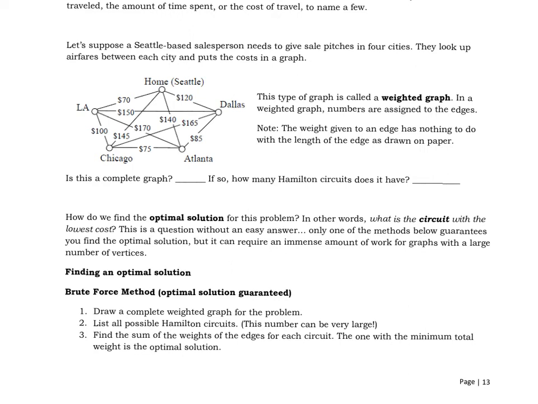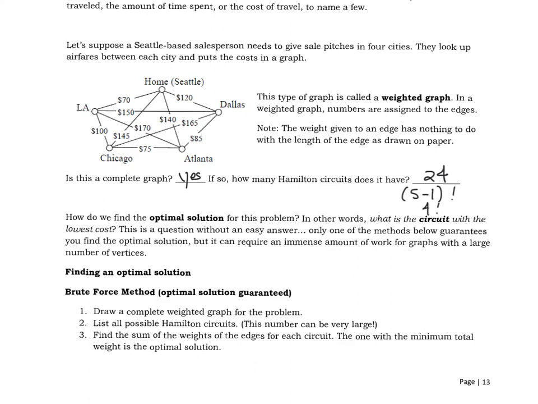Remember, a complete graph is a graph that has an edge connecting every pair of vertices. Okay, so if we have 5 vertices there, every single vertex should have 4 edges leaving from it, and I'm inspecting that. It looks like it does. So yes. If so, how many Hamilton circuits does it have? Well, if I have 5 vertices, then 5 minus 1 factorial gives me 4 factorial, which is 24.